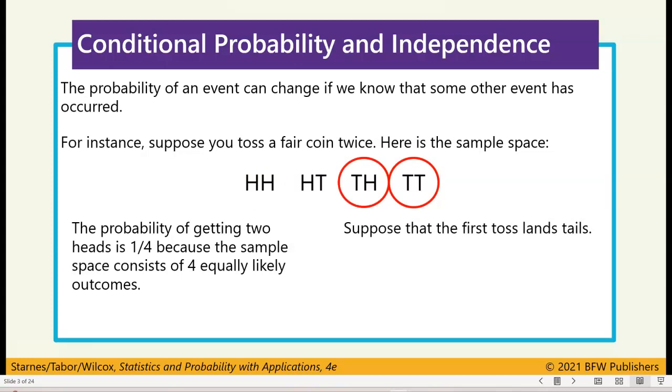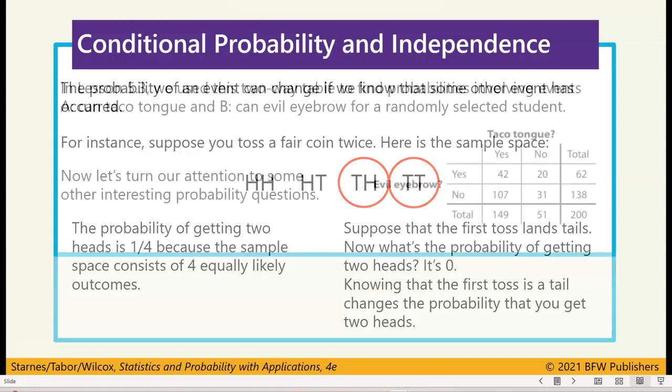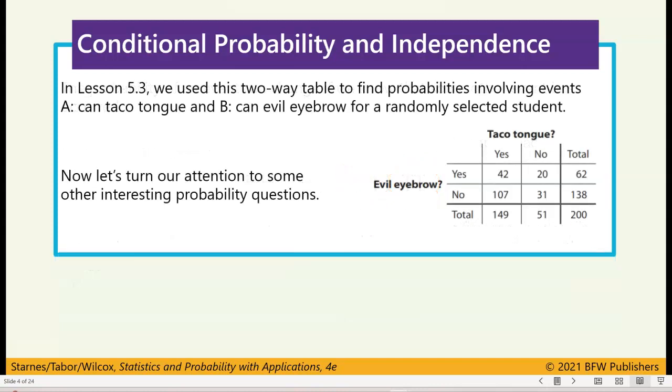Suppose the first toss lands tails. Now the probability of getting two heads is 0. So that's a conditional statement. If something has already occurred, then what's the probability of that other thing occurring? So knowing the first toss definitely changes the probabilities.